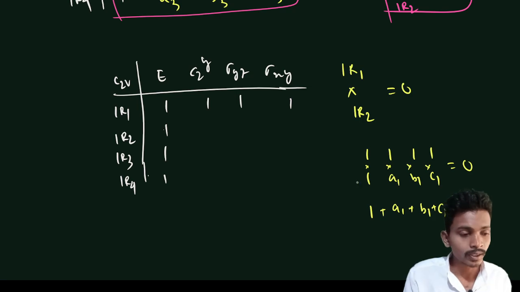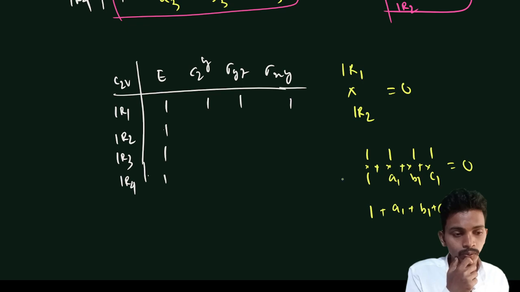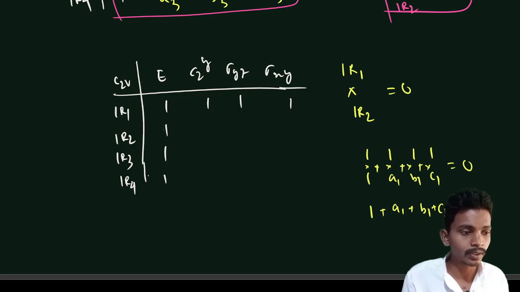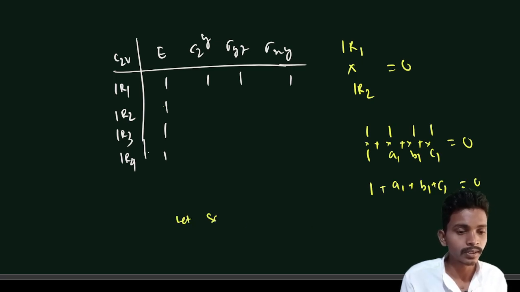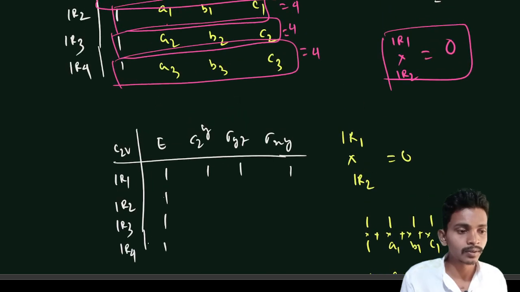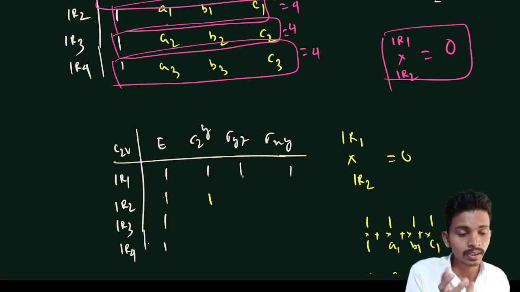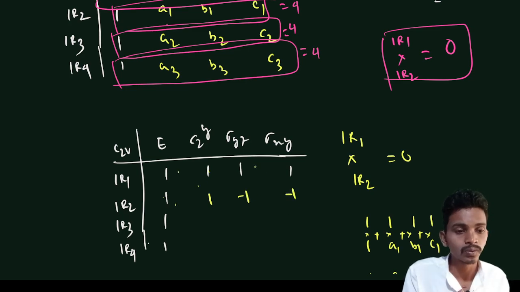So for that, what I have to do: if we multiply and add, we will get the 0. If I take A1 equal to 1, then for getting 0, this has to be minus 1, this has to be minus 1, because this is 1, this is 1, that is 2, then minus 1, minus 1, minus 2, so plus 2 minus 2 equals 0.